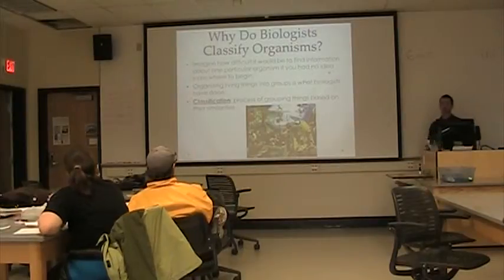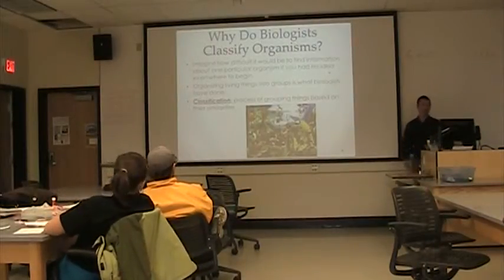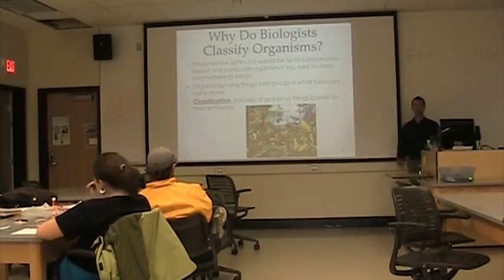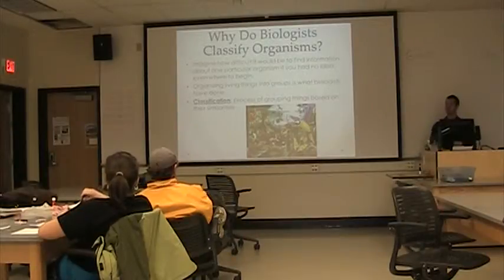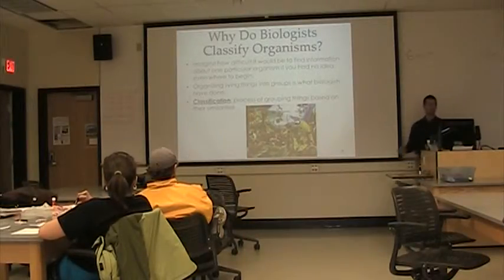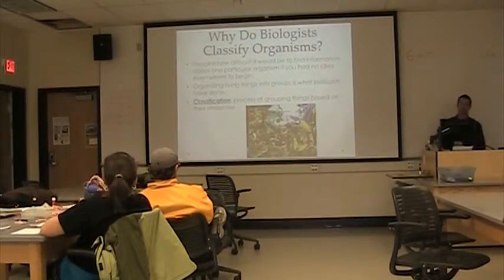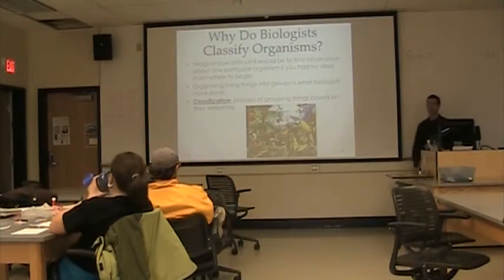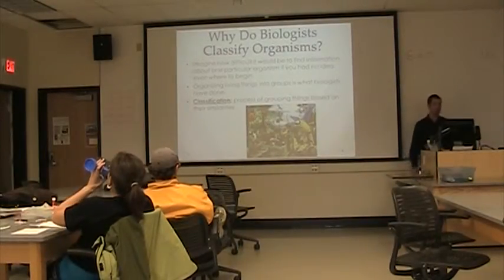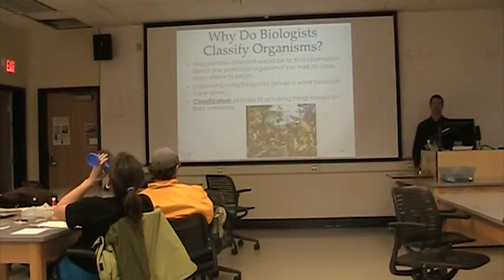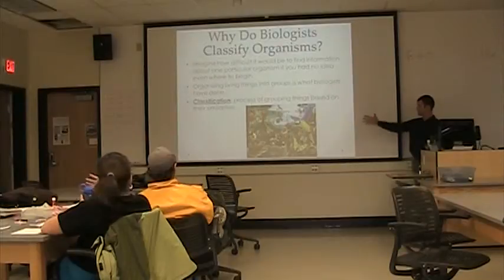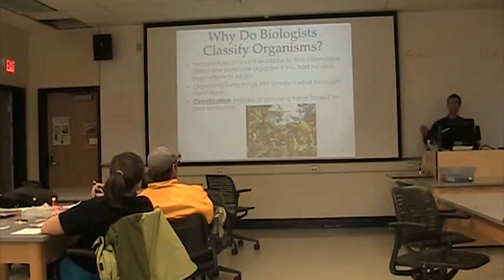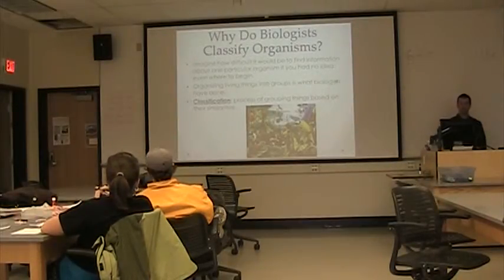So why do biologists classify organisms? Well, the reason is if they need to find information about one specific animal or plant or fungi, they need to have a starting place, especially if it's a new organism. So they're organized into groups based on characteristics they all have in common, which is the definition of classification. If I were to walk through a rainforest and see all of these different organisms, I'd have to have a starting point for how I want to describe them.